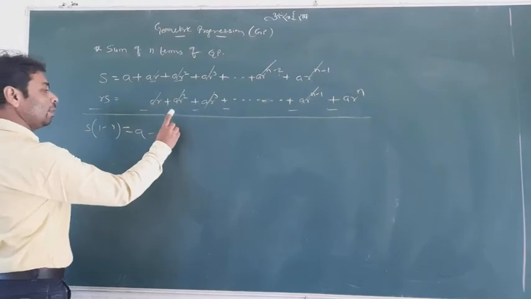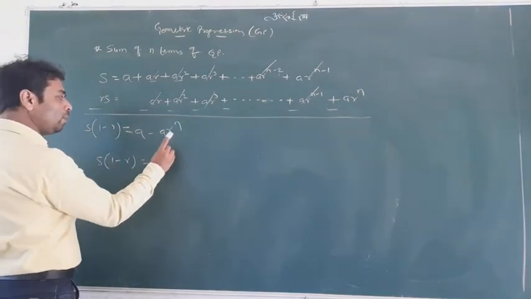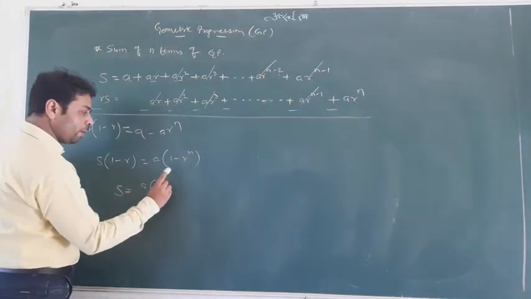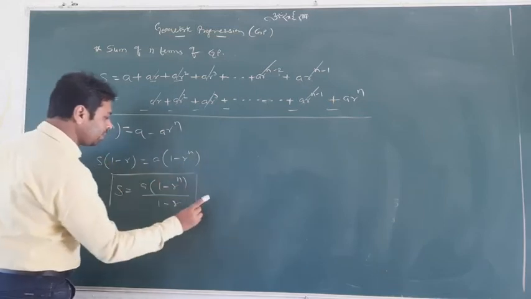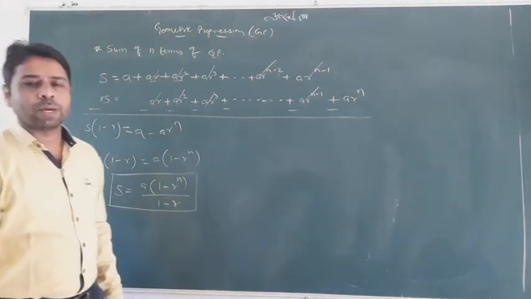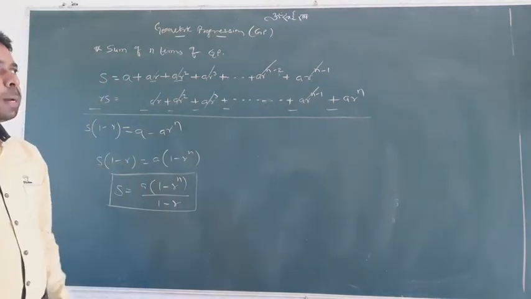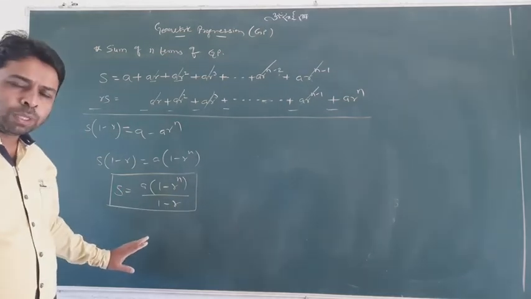Minus AR^n. So lastly, I would write S(1 - R) equals A(1 - R^n), taking A common, and S equals A(1 - R^n) upon 1 - R. This is the sum of n terms we have got, students. This is the sum of n terms. So now remember the formula, sum of n terms equals this one.